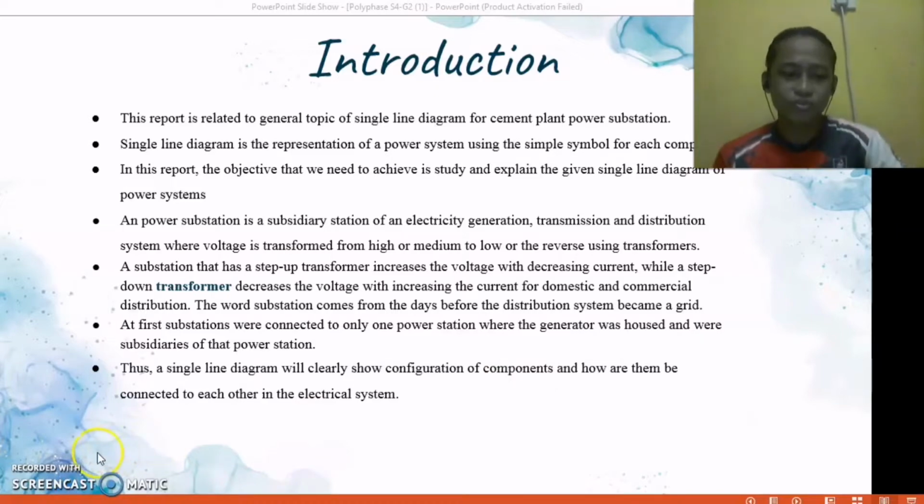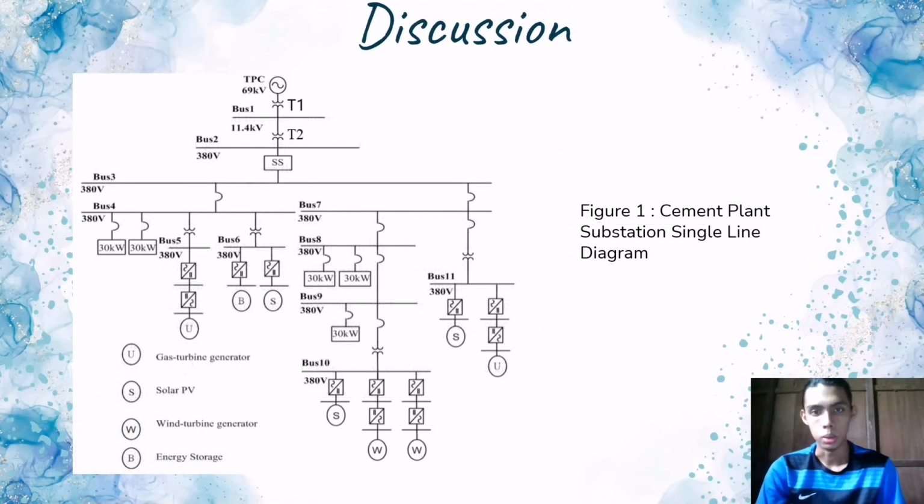Thank you. Hello, my name is Arif, matric number AE2001, for the discussion of the Siemens substation single line diagram. Above, we can see the whole power system line diagram from the top to the end.